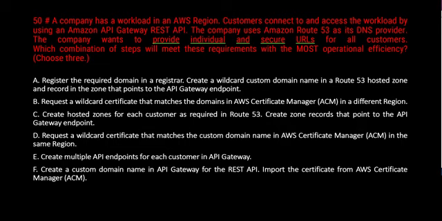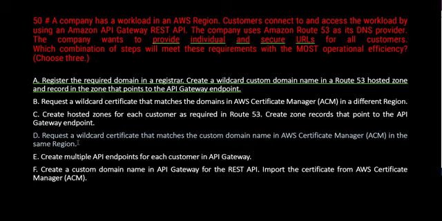So the first option, which is A, involves registering the required domain in a registrar and creating a wildcard domain name in the Route 53 hosted zone. So this will allow you to map individual and secure URLs for all customers to your API Gateway endpoints. Okay, so that's why we will select this option. There is no other option which does that. And then you have step D here.